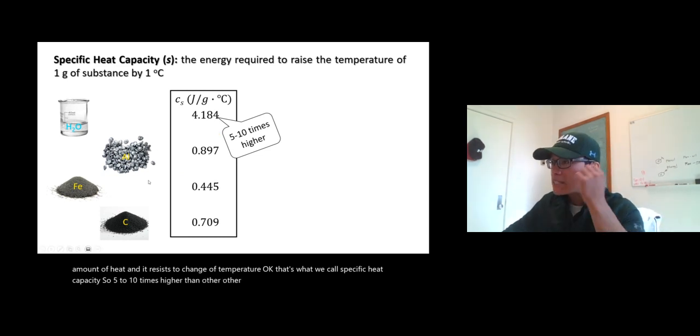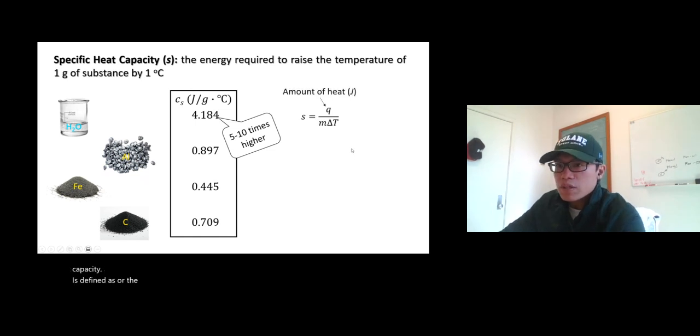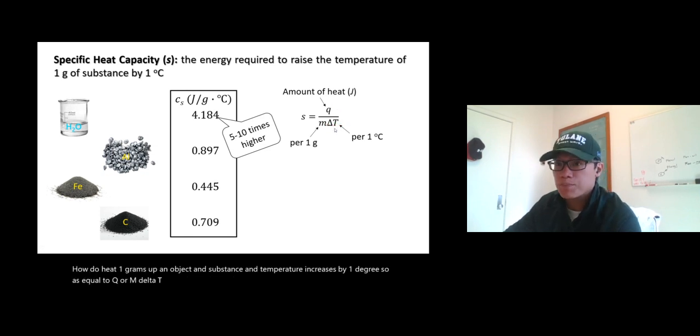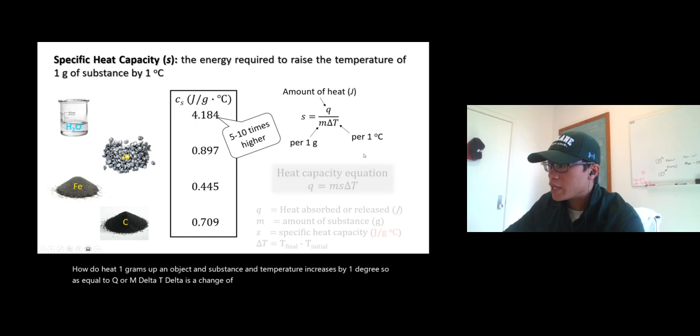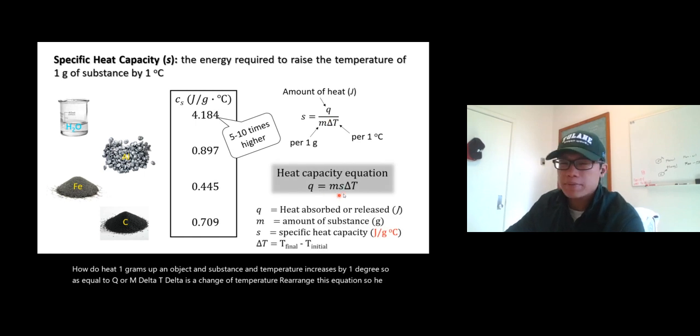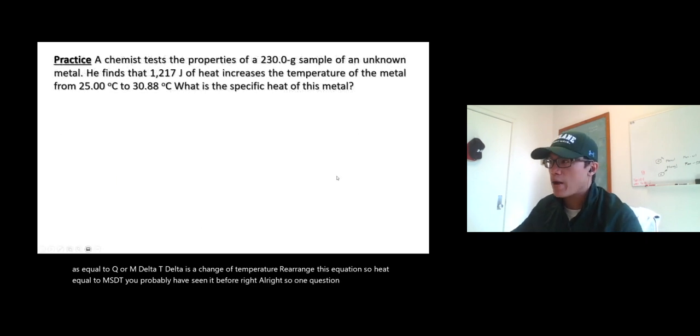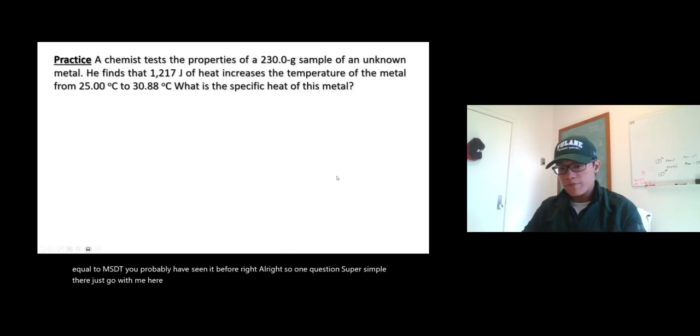The specific heat capacity is defined as the heat required to raise 1 gram of a substance by 1 degree. So S equals Q over M delta T, where delta T is the change of temperature. Rearranging this equation, heat equals M S delta T. You probably have seen it before. One equation, super simple. If you want to try, just pause the video first and try on your own, and then check with me.